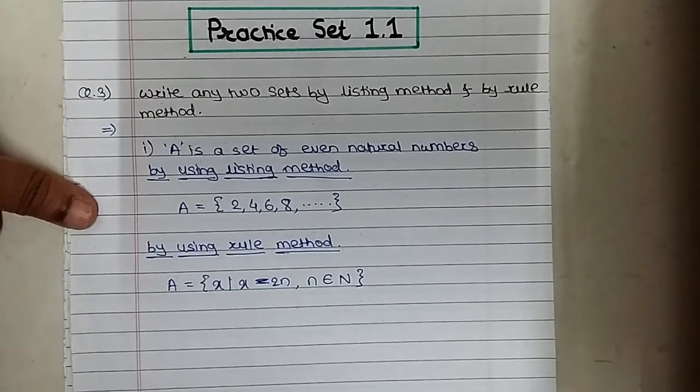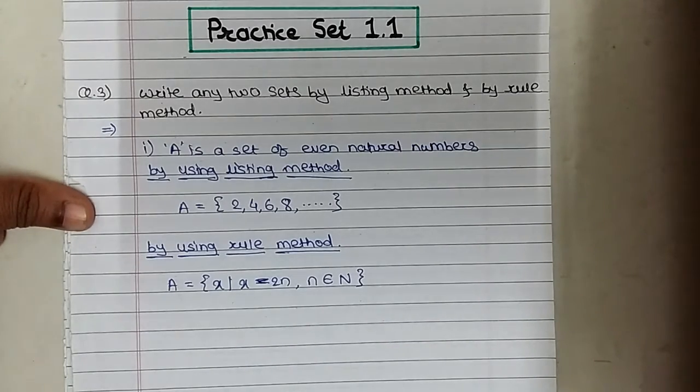Hello students, in this video we will continue practice set 1.1, in which question number 3. What is question number 3 here? Write any two sets by listing method and by rule method. We want to write down the two sets by using the listing method and by using the rule method.